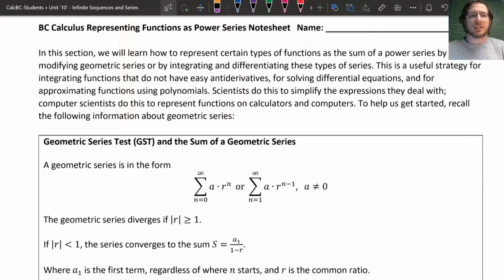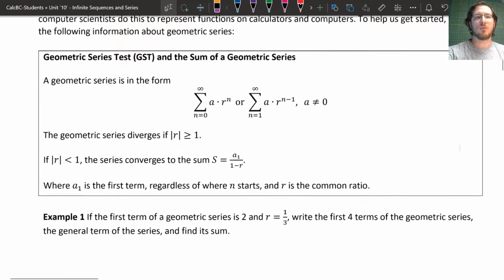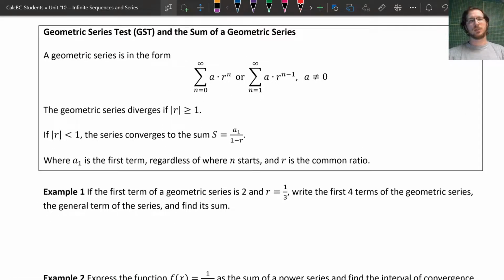Okay, in this lesson, we're going to learn how to represent certain types of functions as the sum of a power series by modifying geometric series. All right, so quick refresher of what a geometric sequence, series, and the GST is.